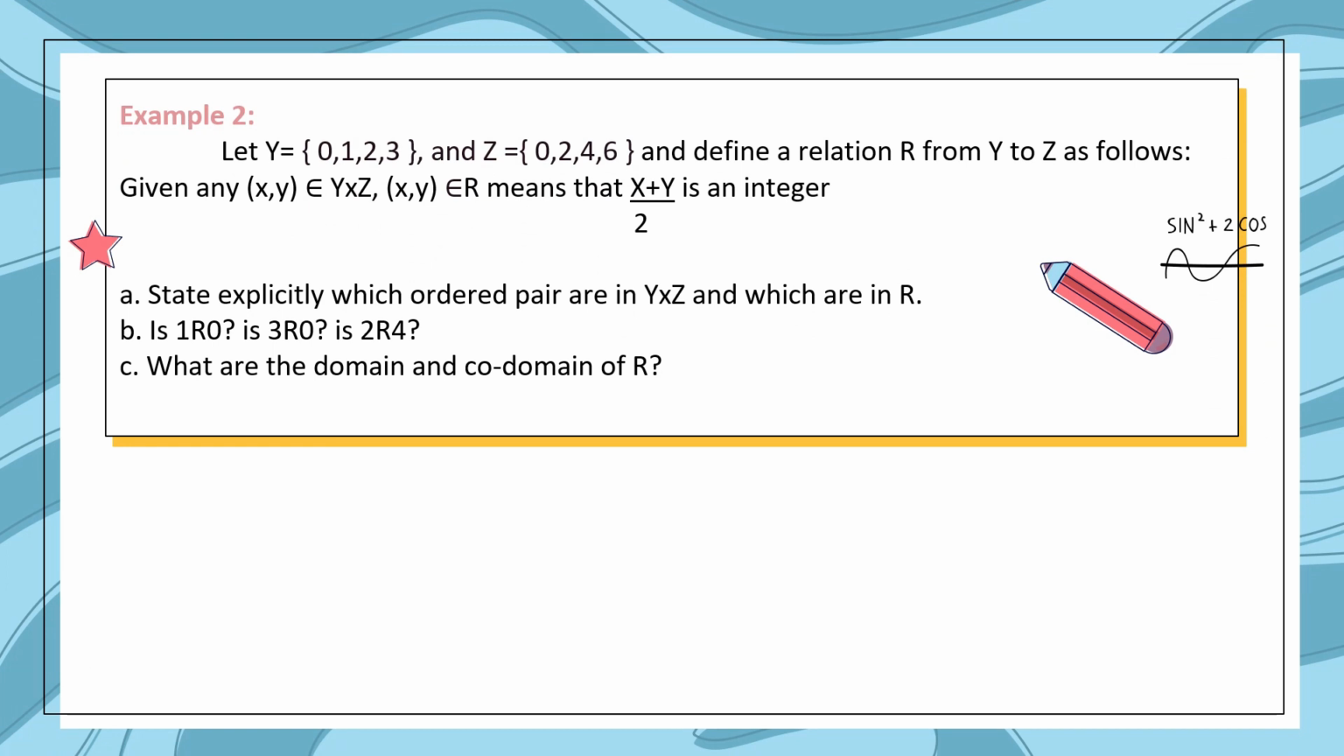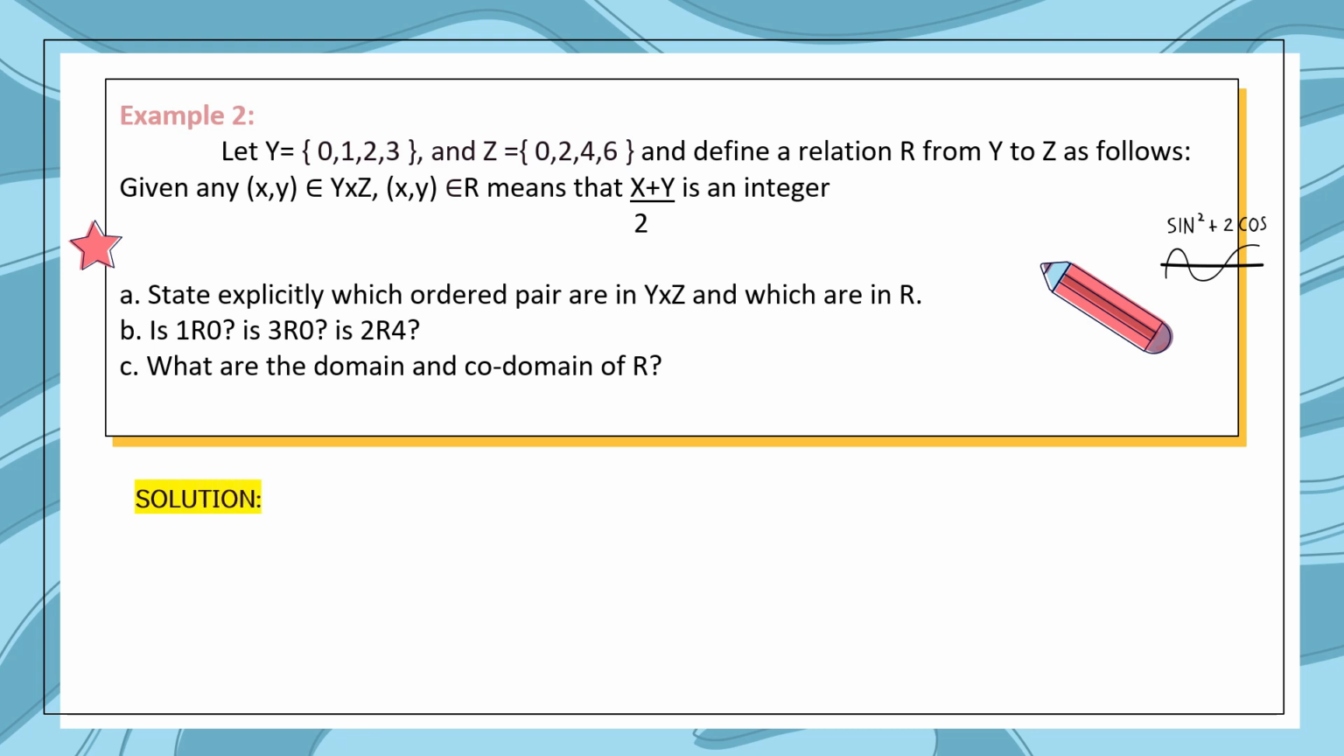Example 2. Let Y be equal to the set {0, 1, 2, 3} and Z be equal to the set {0, 2, 4, 6}. Define a relation R from Y to Z as follows. Given any ordered pair (x, y) that is an element of Y cross Z, that ordered pair (x, y) is an element of R means that the relation is (x + y)/2 is an integer.